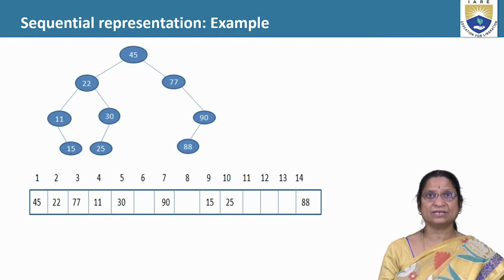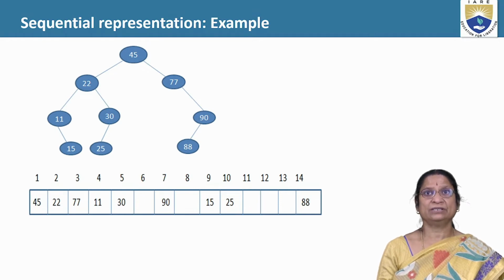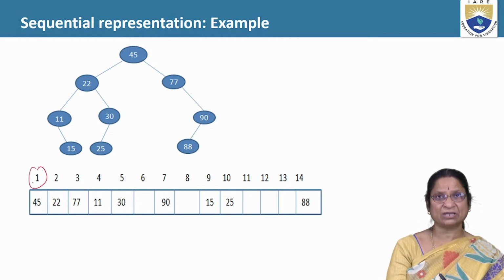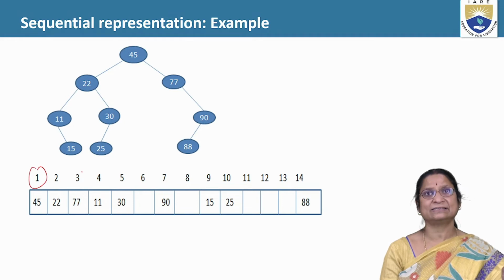So if you observe here, this is the way we are representing it. First we start with the root, 45, which is stored in position 1. Its left child will be at 2i, that is 2, and its right child will be placed at 2i plus 1, where i is 1, that is 3. So the second and third positions hold its left and right children.